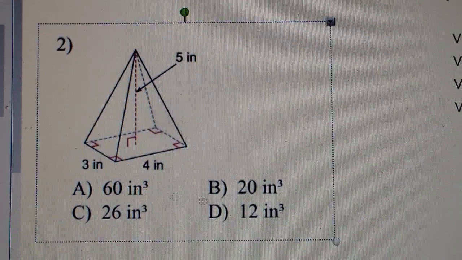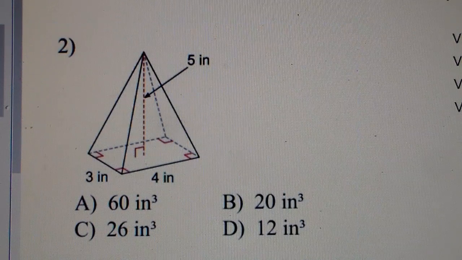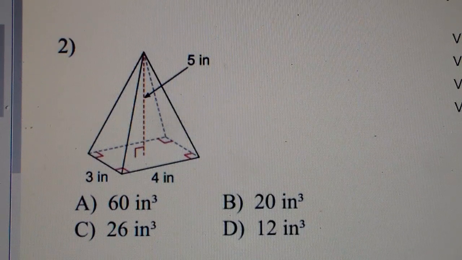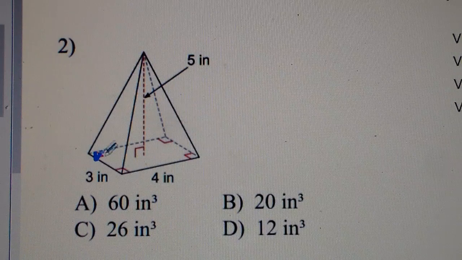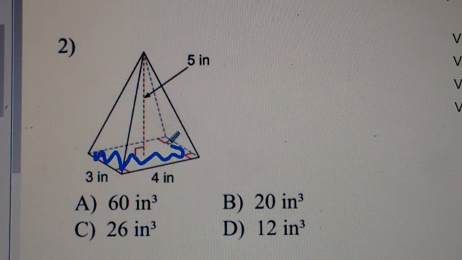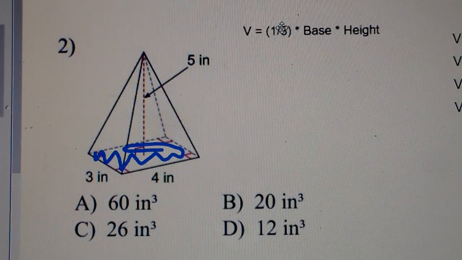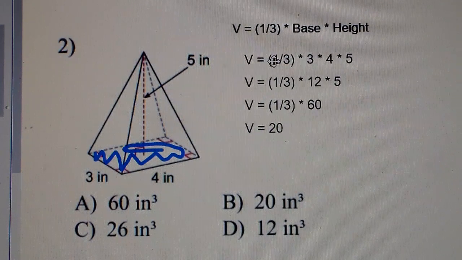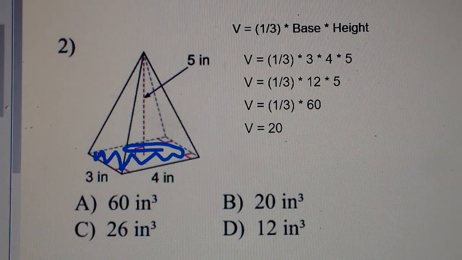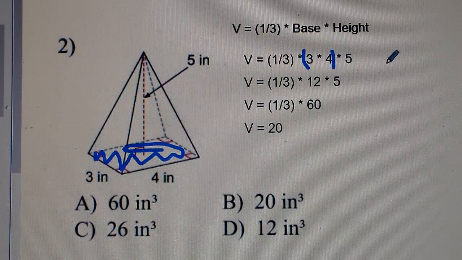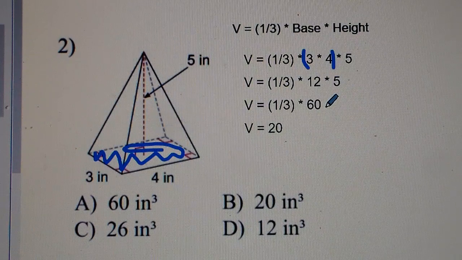Number 2. Once again, base is the tricky word here. So the base in this one is the rectangular base, which is 3 times 4, which, as you guys know, is 12, and that's going to be that first part. So volume is equal to 1/3 of 3 times 4. So that base is 12. 1/3 times 12 times 5 is the same thing as 1/3 times 60. 1/3 times 60 is 20. So it's 20 inches cubed.